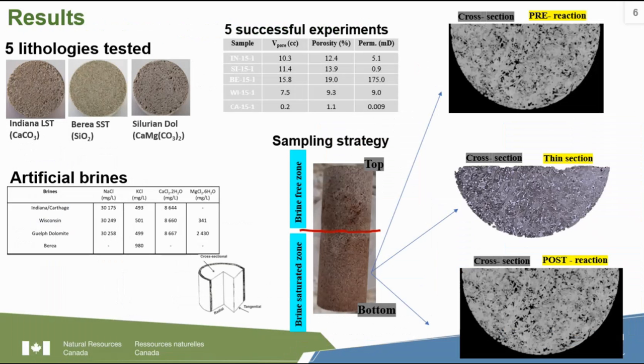Next, this is what we managed to achieve. Once we had our experimental setup running, we made 5 tests for 5 different methodologies: 2 carbonate, 2 dolomite, 2 limestone, and 1 sandstone. Before that, we prepared artificial brines based on the literature, and we studied the reaction at 140 degrees Celsius and 1,500 psi, for 7 days.